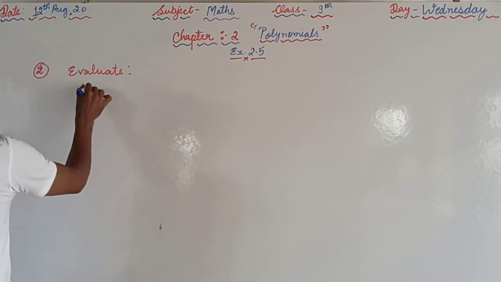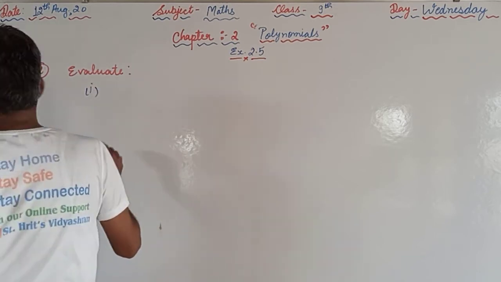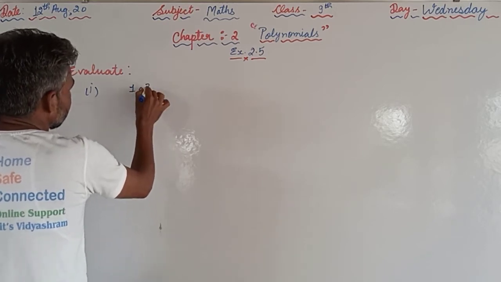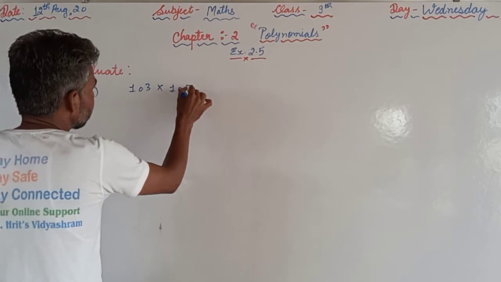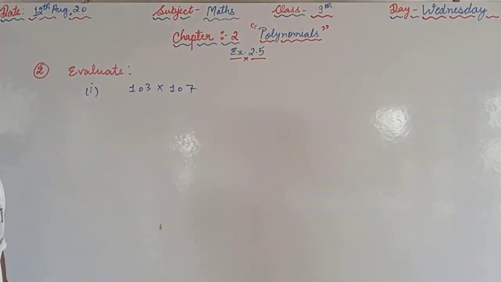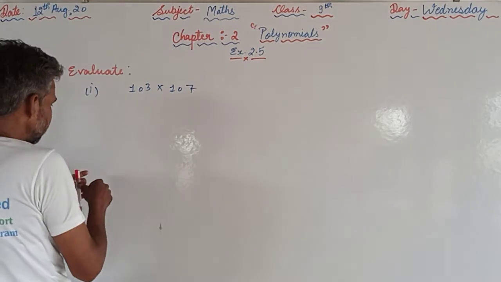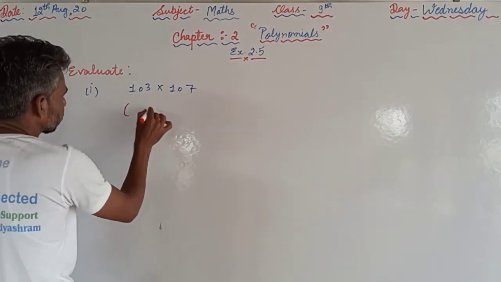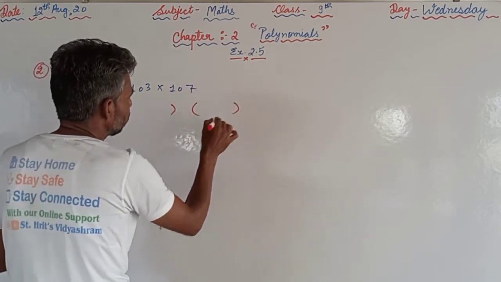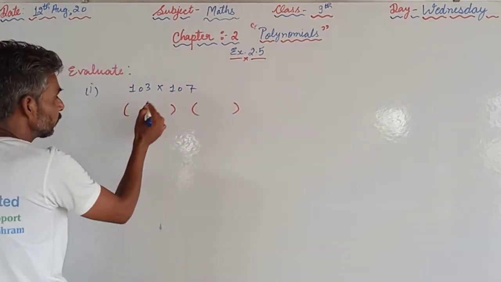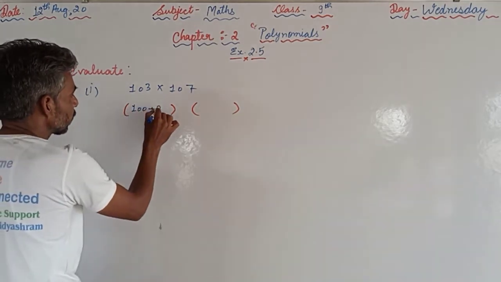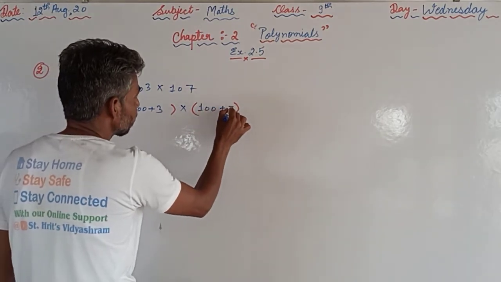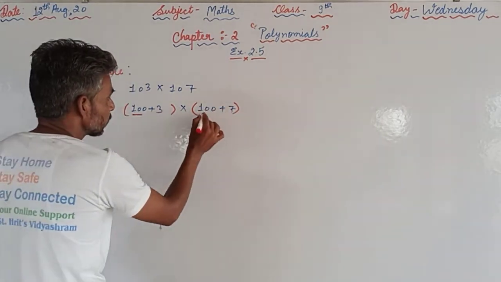And the first one is 103 multiplied by 107. We are not supposed to multiply, we are supposed to use the identity. So to use the identity we will split these two numbers into two brackets. 103 we can write as 100 plus 3, and 107 we can split as 100 plus 7, so that the first number is the same.